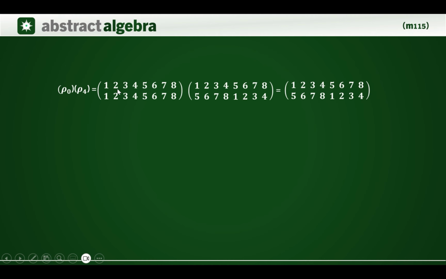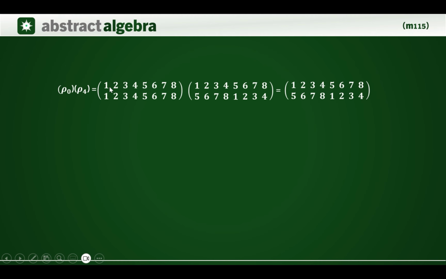So 1 maps to 5, 5 maps to 5, therefore 1 maps to 5. 2 maps to 6, 6 maps to 6, therefore 2 maps to 6. So 3 maps to 7, 7 maps to 7, therefore 3 maps to 7. 4 maps to 8, 8 maps to 8, therefore 4 maps to 8.